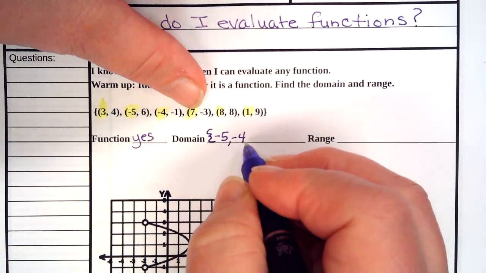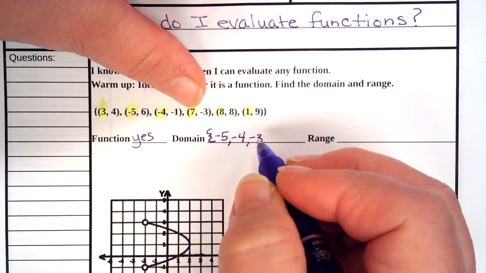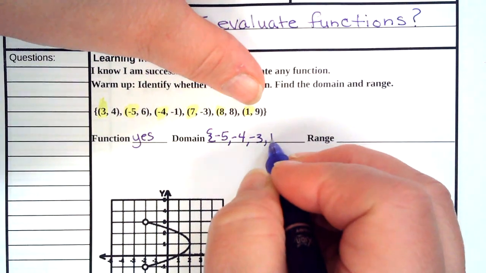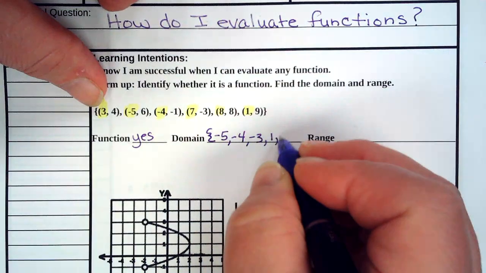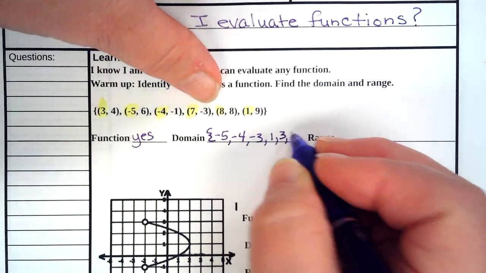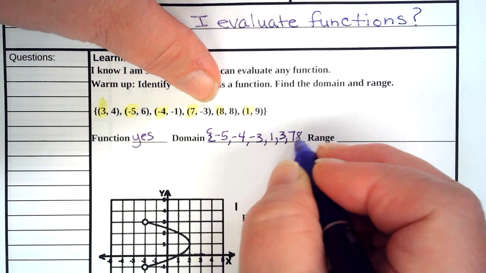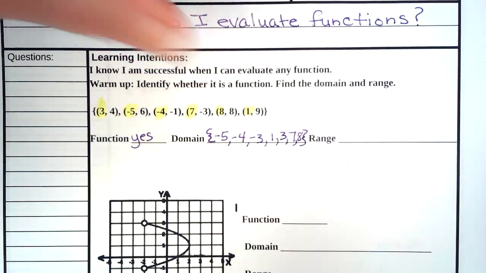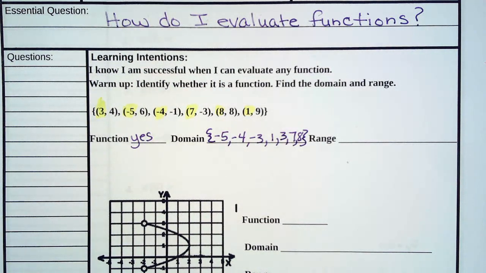My domain: the smallest number is -5, then -4, -3, 1, 3, 7, and 8. Oh boy, that barely fit, didn't it? Okay, so that was the domain.